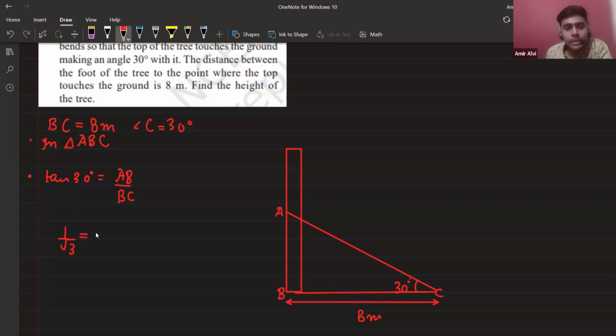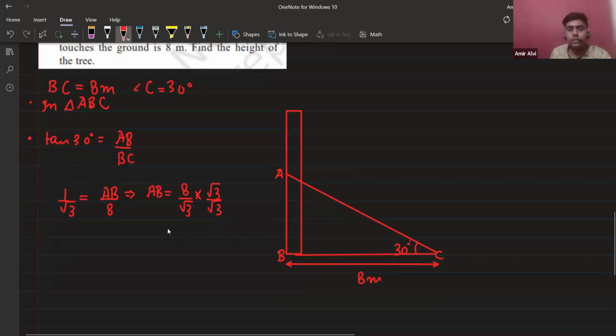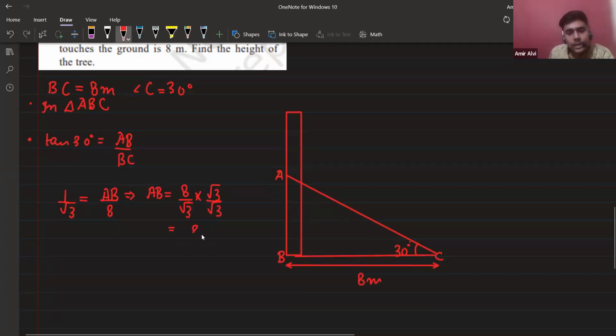We need to find out the value of AB, and BC is 8. So we cross multiply, and AB will be equal to 8 by root 3. Or we can rationalize it, multiplying the whole factor by root 3, so it will be 8 root 3 by 3. Root 3 into root 3 will be 3. This is in meters. Clear, everybody?